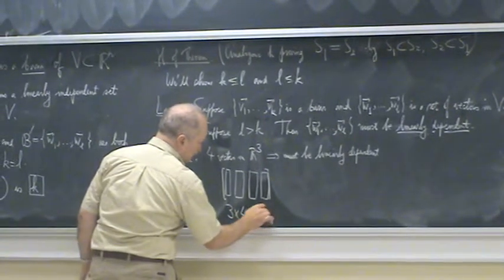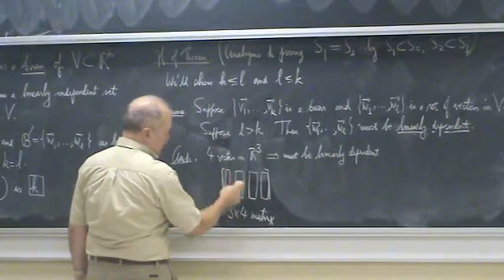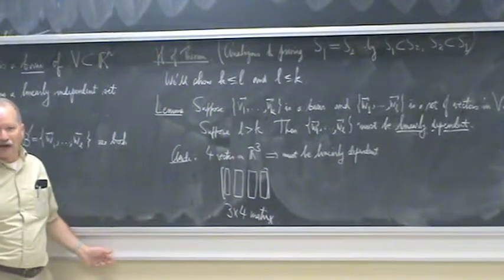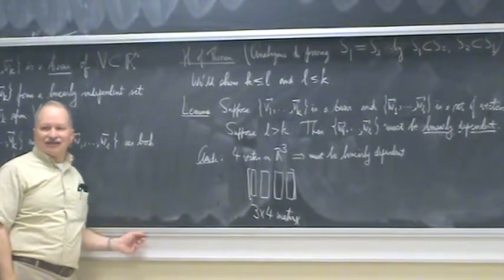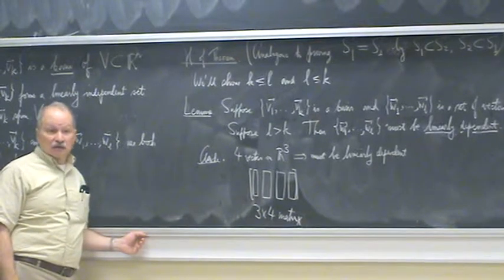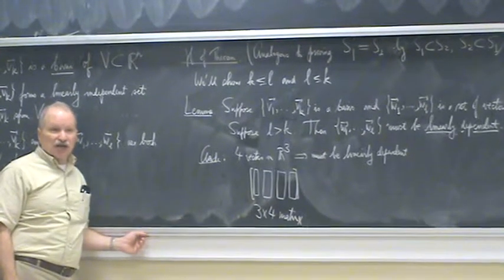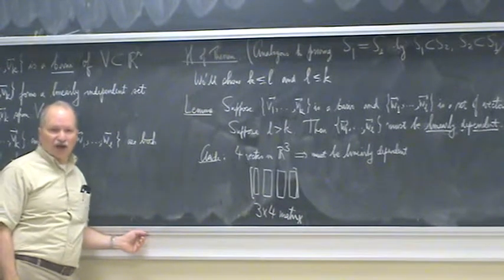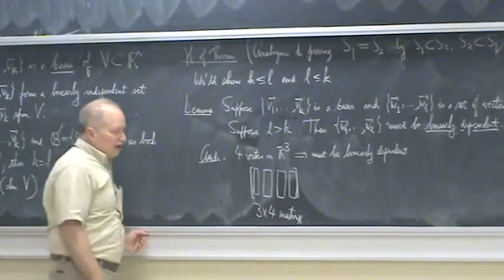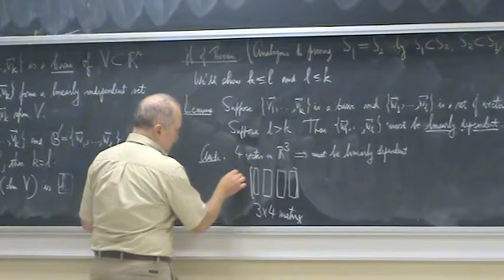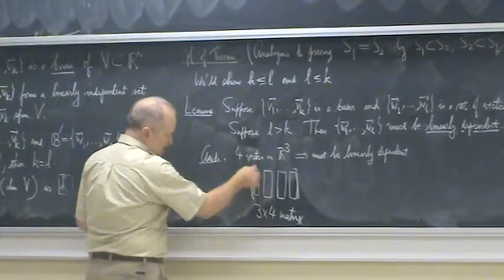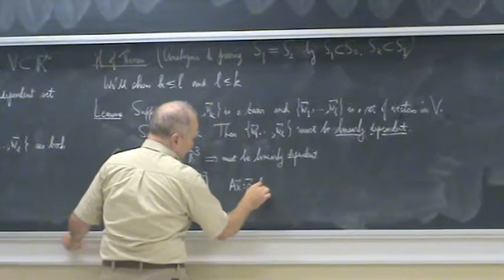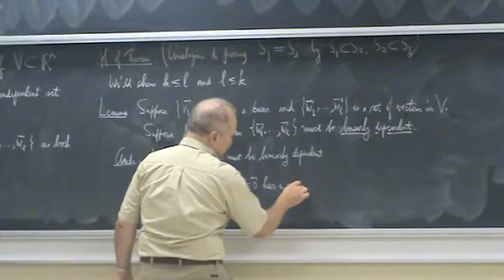So I imagine putting the vectors in as columns. I have a 3 by 4 matrix. What do you know about a 3 by 4 matrix? You have rank at most 3. So at least one free variable. Therefore, if you make this matrix by sticking the vectors in, you know that Ax equals 0 has a non-trivial solution.